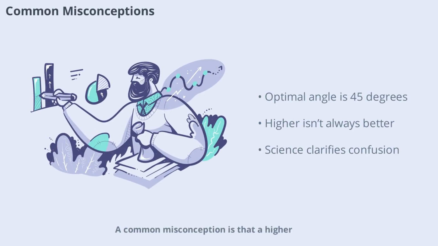A common misconception is that a higher launch angle always results in a longer range. As we've seen, the optimal angle is usually 45 degrees, and going higher can actually reduce the distance. Understanding the science helps avoid these pitfalls and leads to better decision-making.